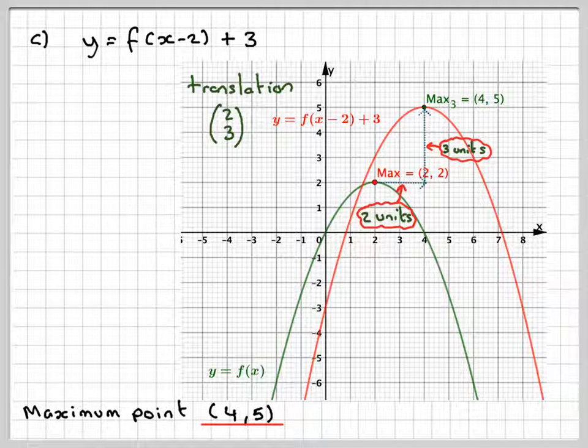So this has been a video to show you how to use translations of the graph of functions to find maximum points of a simple quadratic. Like I said, the GeoGebra applet I will put in the notes of the video. I hope you've understood, and I thank you very much for watching.